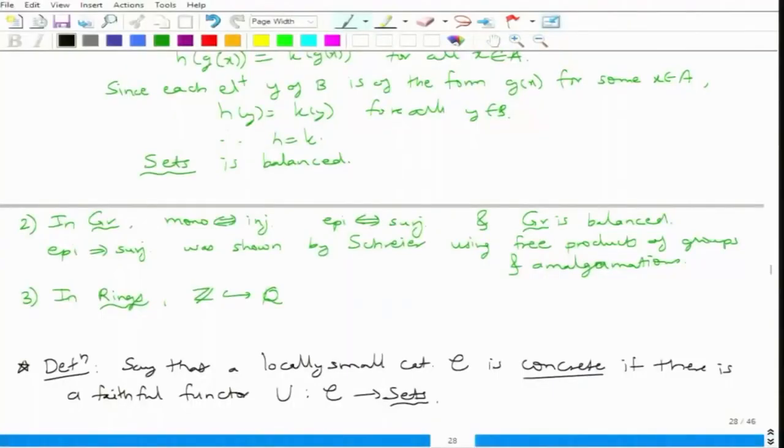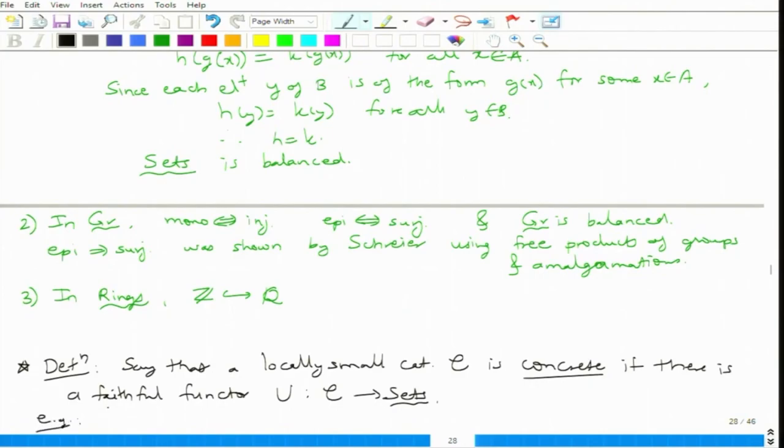So the category of groups is faithful, the category of rings is faithful. Why is it faithful? Because every single group homomorphism is a function to begin with. Every group is a set and every group homomorphism is a function. Every ring is a set and every ring homomorphism is a function. And you can distinguish between two different group homomorphisms by looking at their underlying functions.